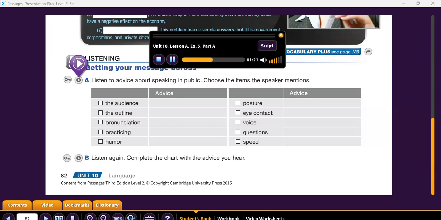With your outline in hand, it's time to practice your presentation. You might choose to practice in front of a mirror, with a friend, or you might record it and listen to it after. Practice will make you more confident.